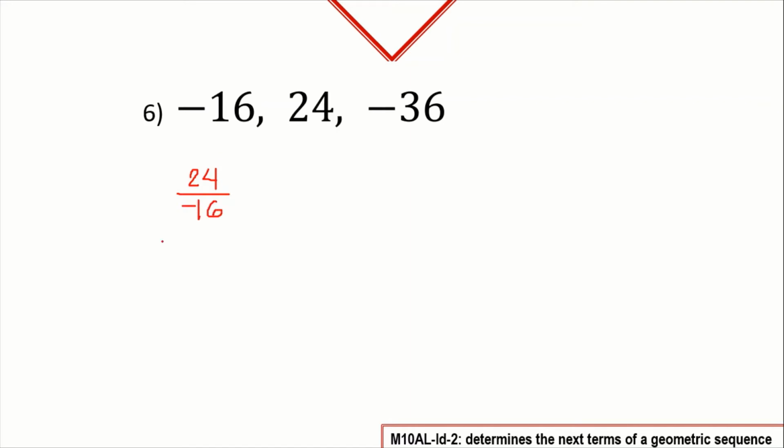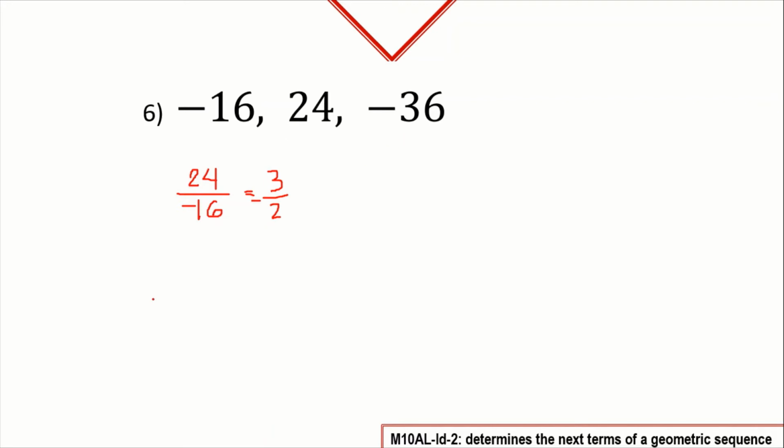Since hindi natin pwedeng i-divide yan ng eksakto, pwede tayong mag-reduce sa lowest term. On 24 and 16, kunin natin ang kanilang greatest common factor, GCF, and that is 8. So, divide natin yan by 8 over 8. 24 divided by 8 is 3. Okay? The negative 16 divided by 8 is negative 2. So, we have here negative 3 halves.